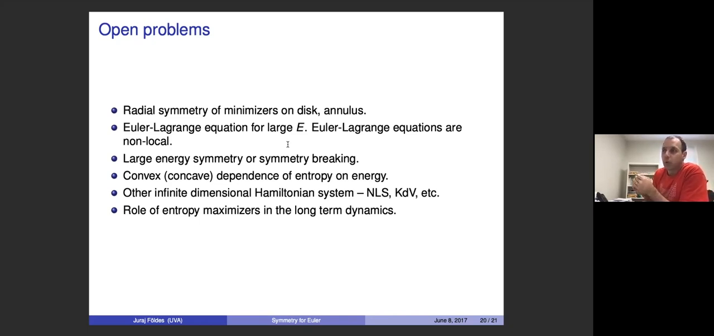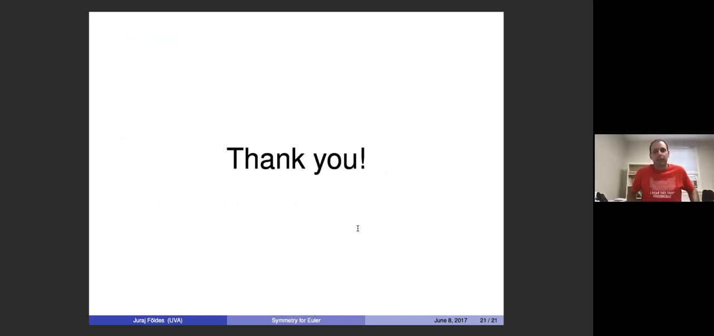This machinery should work for other infinite dimensional Hamiltonian systems like cubic NLS, KdV, the Zakharov equation, Boussinesq equation, and many other equations, presumably, if there is good background or good numerics that would show something about entropy minimization. And the biggest open problem, which is not clear whatsoever, is how these entropy maximizers affect the long-term dynamics. Is it true that the long-term dynamics is really governed by the entropy maximizers or not? All right, thank you. That's all I wanted to say. Thank you for your attention.